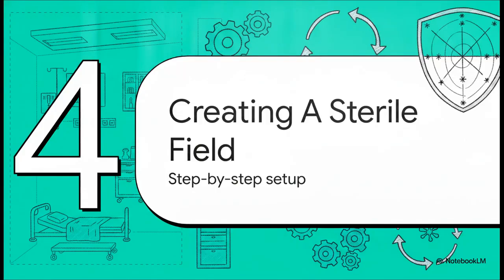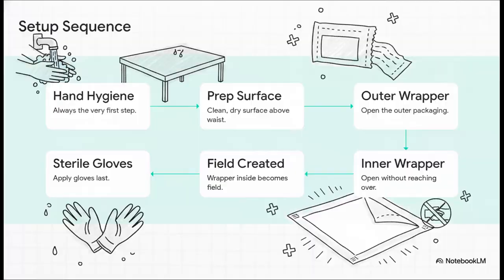Section 4. Creating a sterile field. Let's see how this impenetrable fortress is actually built step by step in a normal hospital room. The order of operations here is everything. Step 1, always hand hygiene. We already established that's our number 1 weapon. Then, you find a clean, completely dry surface that sits above your waist.